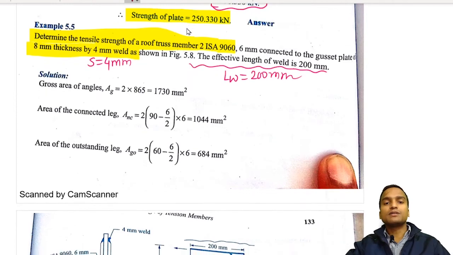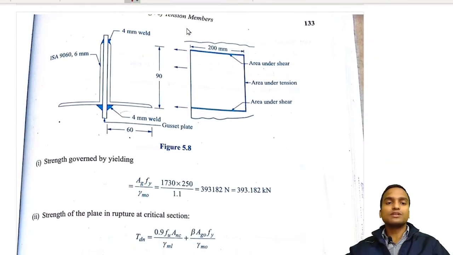So Figure 5.8 is shown here, and we can have a look. This one is the gusset plate, which is 8 mm thick. Now we have used 2 angle sections and we have put them on both sides of the gusset plate. So you see this cross section view.